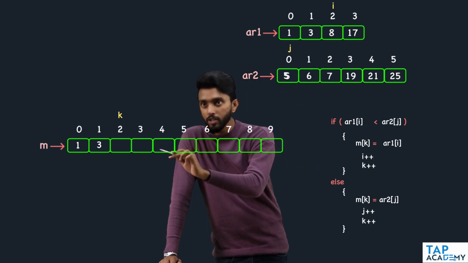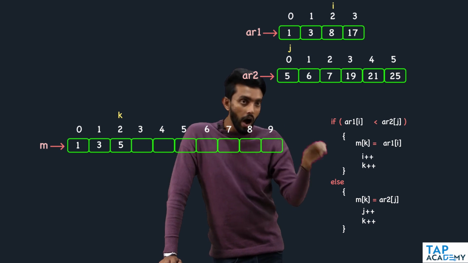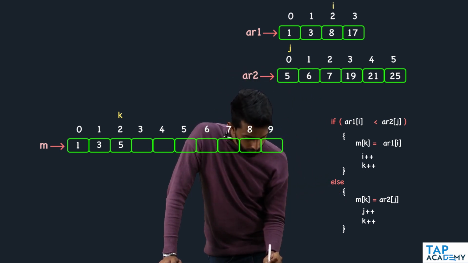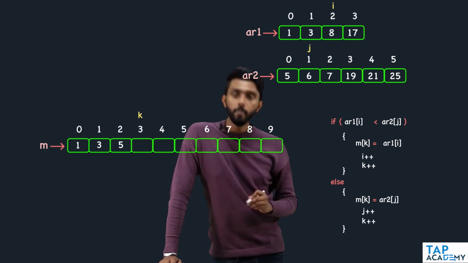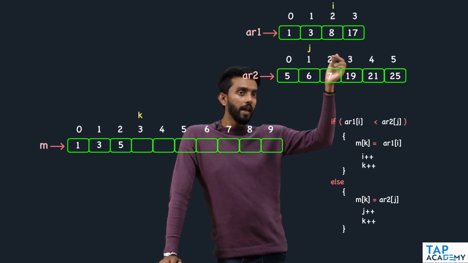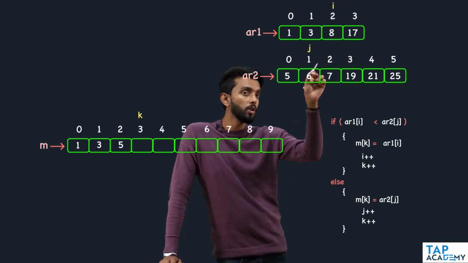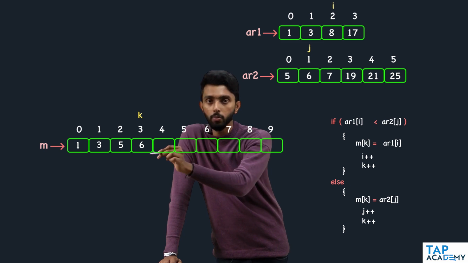So see, 5 gets stored here. After which, what should you do? Increment j, increment k. Again see, is 8 less than 6? No, 6 is less than 8, which means what has to be stored is 6. So I am storing 6 at the kth position.